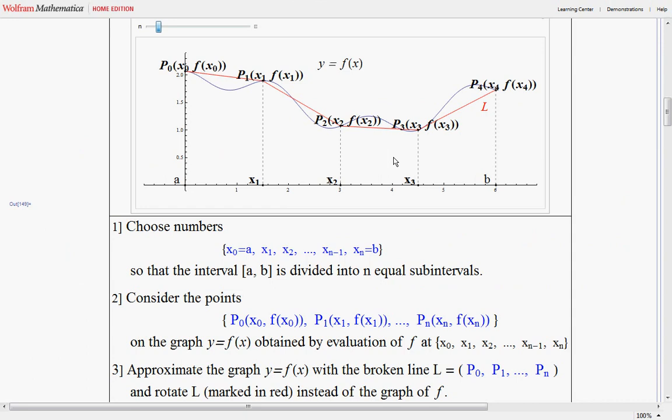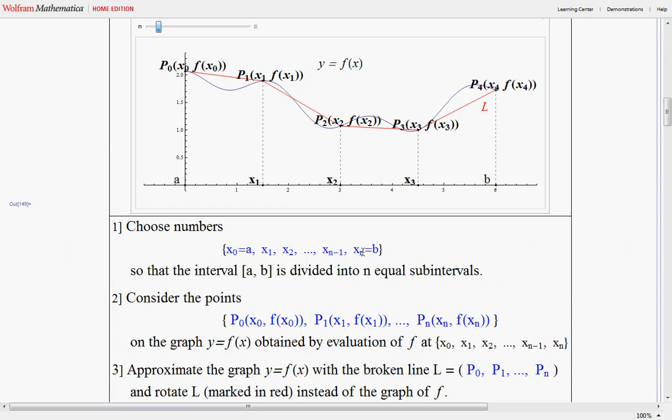Well, we will approximate. Let's go back to the drawing board and let's look closely at the graph of our function. Let's divide the interval AB into n equal parts by choosing points x0 through x sub n that are evenly spaced inside the interval. For convenience, we will temporarily rename the point A as x0 and point B as xn.